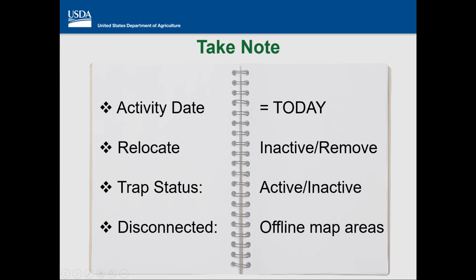The trap status itself of active or inactive, we want to review that every time. Is that the correct status? Sometimes that gets missed. So just take note of that trap status and make a note of it each time you visit a trap. Also, remember that we're working in disconnected mode, so we want to make sure we have an offline map area to reference.